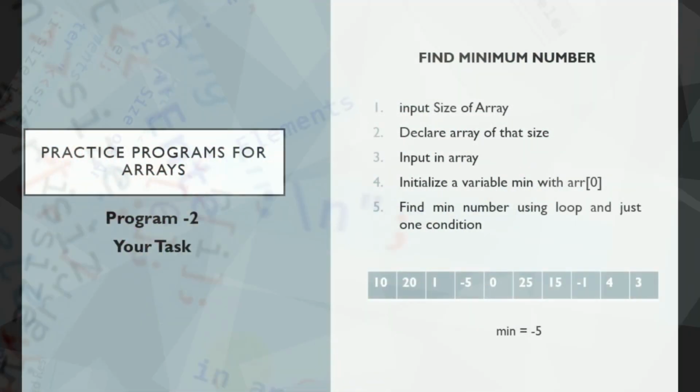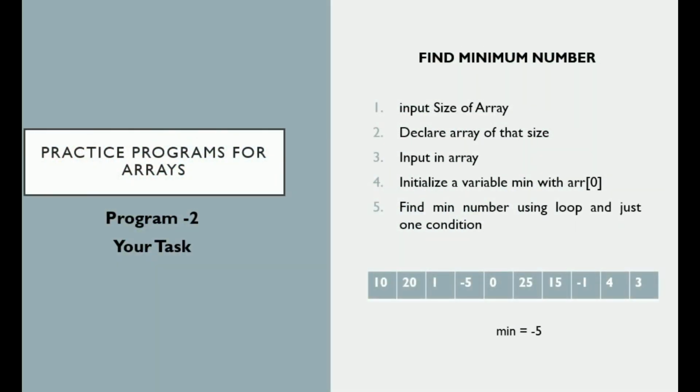Task is for you to find the minimum number in the array. The procedure is the same, just the condition will be changed. I hope you will solve this problem. For example, here is the array. The minimum number in the array is -5.